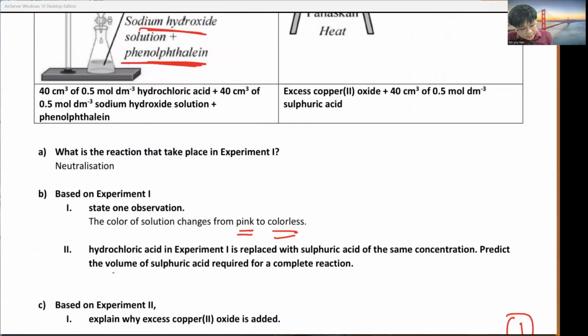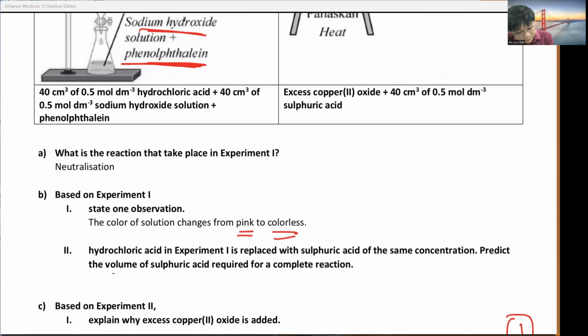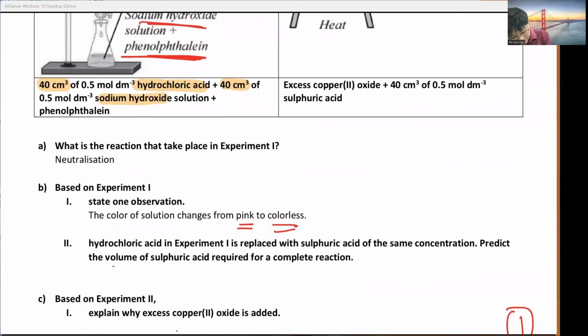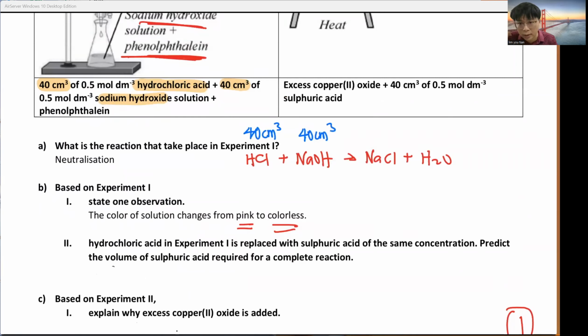Then after that, what is given here is 40 cm3 of hydrochloric acid will neutralize with 40 cm3 of sodium hydroxide. The idea is very simple. If I write out the equation, HCl plus sodium hydroxide becomes sodium chloride plus water. So now using 40 cm3, it will neutralize with 40 cm3 of the sodium hydroxide.